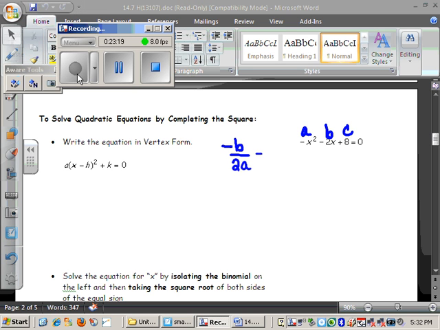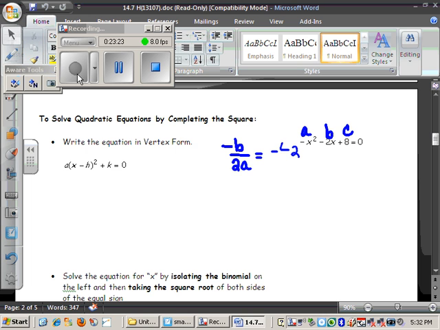So I'm going to put that as negative 2, because negative 2 is my b, over 2 times my a, which is negative 1. Negative 2 will be a positive 2, and 2 times negative 1 is negative 2. That makes my x of my vertex negative 1.